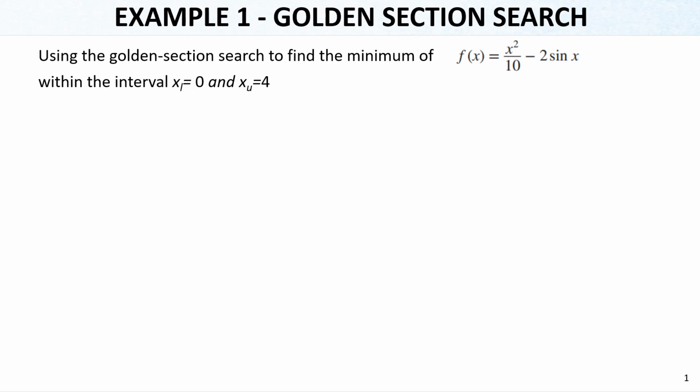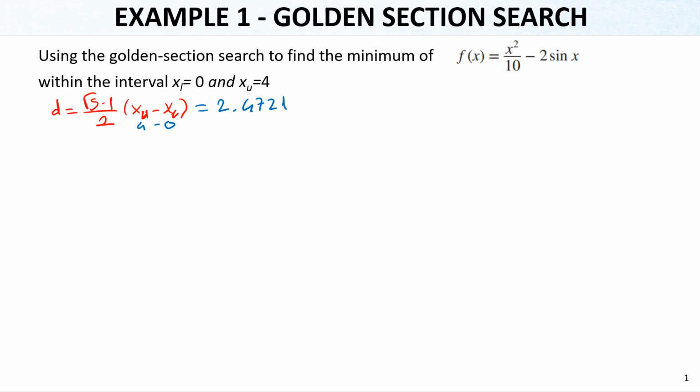If you remember, we will first start with creating the two interior points, but for that we need the d value, and d was root 5 minus 1 divided by 2, which is the golden ratio, times xu minus xl, and these are known as 4 and 0. So from here the d value is 2.4721.